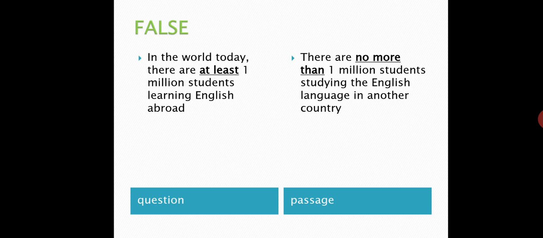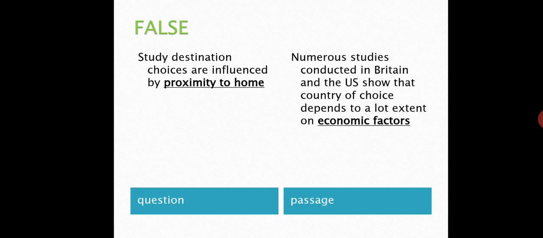At least and no more than are what we call opposite. They are opposite of each other. They are antonyms. They are contrasts of each other. So therefore, false will be the answer because the information from the question is not the same as the information found in my passage. Thus, the statement in the question is false. That's how you deal with it. Okay. Now, we have another one.